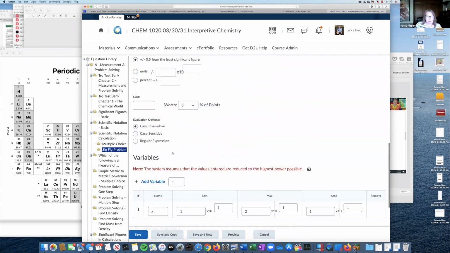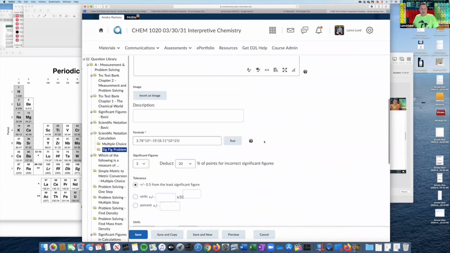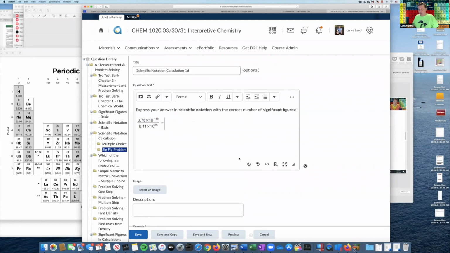And then when I come down here for a variable, you can't have 0 variables. So I just make up a variable, call it X. And I have it go from 1 times 10 to the first to 2 times 10 to the first by steps. But you'll see that X doesn't appear anywhere in the equation. D2L, if you're going to do this, forces you to have a variable. And so I just make one up, but don't use it in the problem.